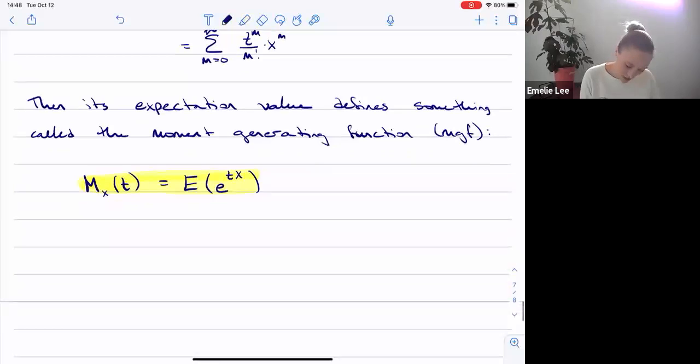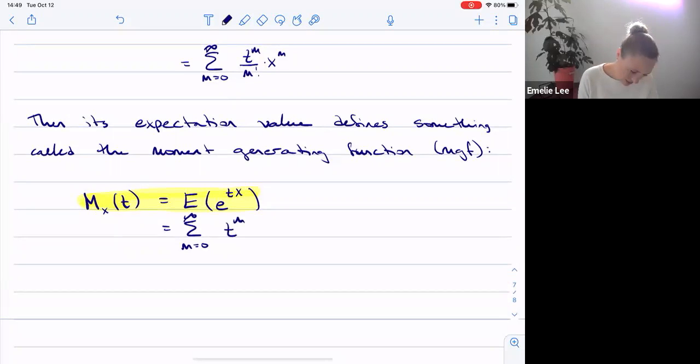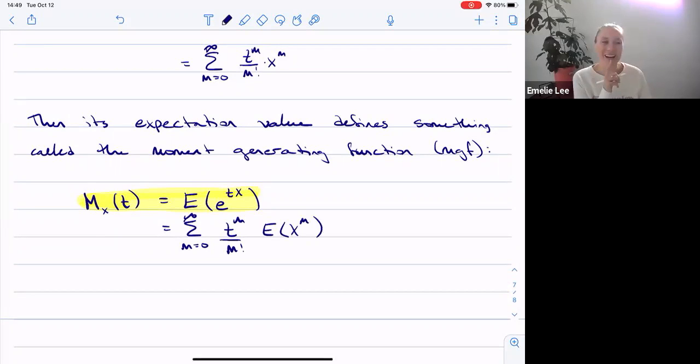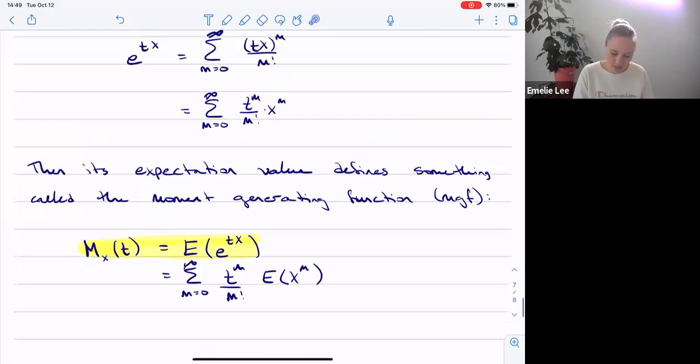In terms of the summation, we have the sum from m equals 0 to infinity of e to the tx, t to the m. I must have gotten lazy, so I'm just going to write down what I have here. Because of the expectation, I can just draw it inside, since I have a sum here, and t to the m over m factorial is just a constant. So I could bump that outside of the expectation, and have the expectation of x to the m on the inside.